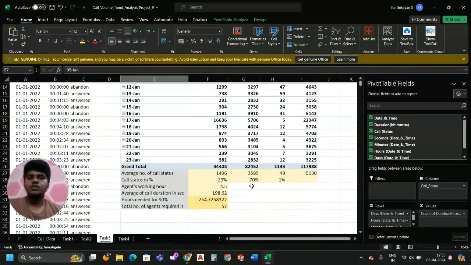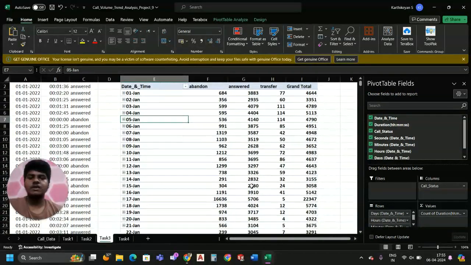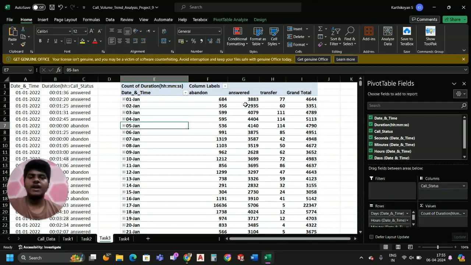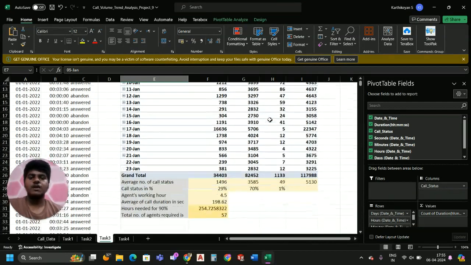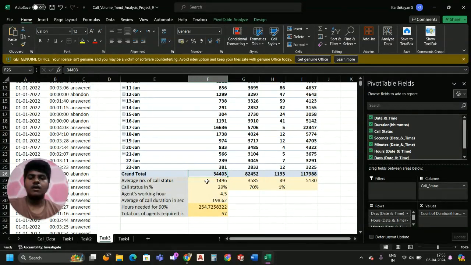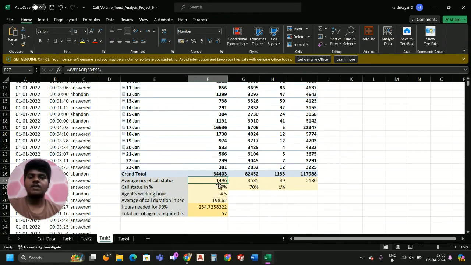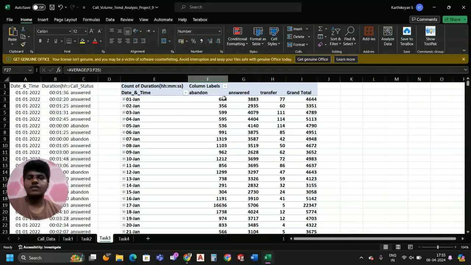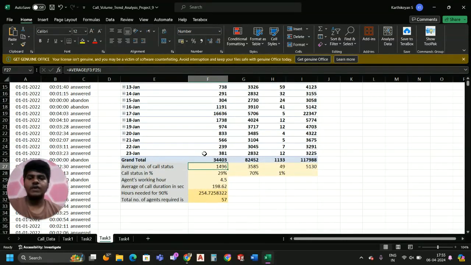After that, to know the number of calls received, that means answered, abandoned, transferred, I have done the average function. So you can see here average from F3 to F25. In the same way I have done for all the columns.